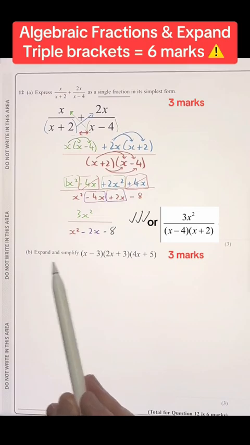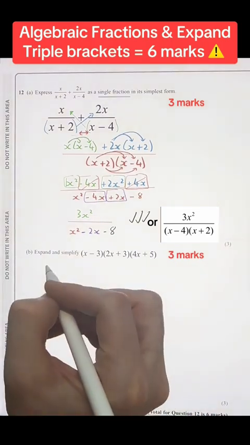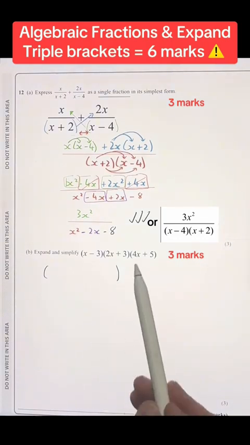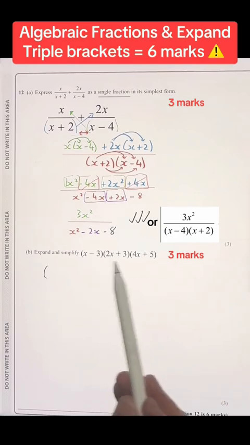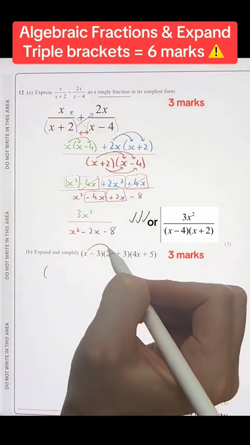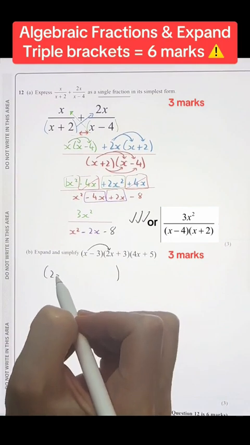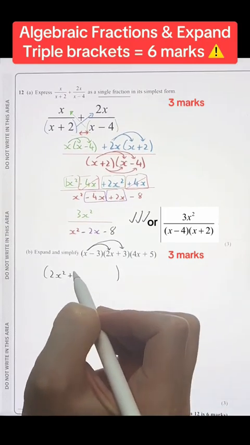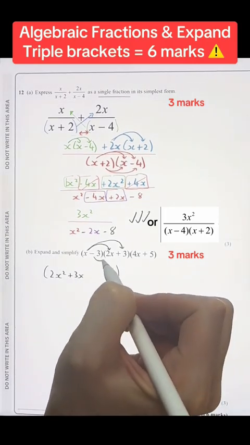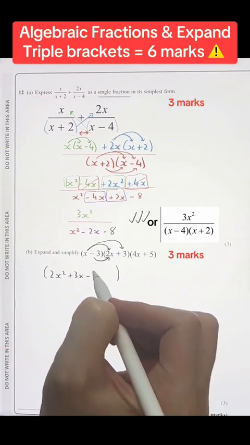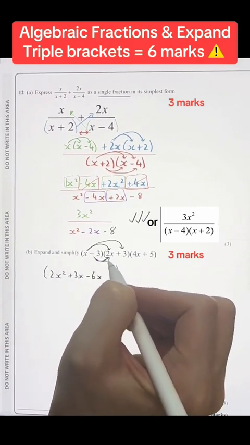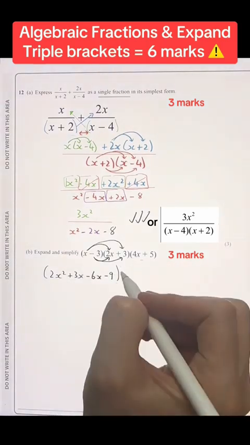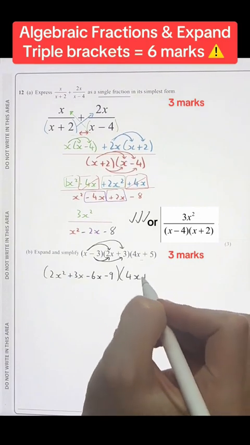Part B, we're asked to expand and simplify triple brackets. When expanding triple brackets, our first step is to expand two of the brackets and then multiply by the third bracket. I'm going to start by expanding the first two brackets. Here, x multiplied by 2x will give us 2x squared. I know that x multiplied by positive 3 will give us positive 3x. I know negative 3 multiplied by 2x will give us negative 6x. And negative 3 multiplied by positive 3 will give us negative 9. And I've still at the end got multiplied by single brackets 4x plus 5.